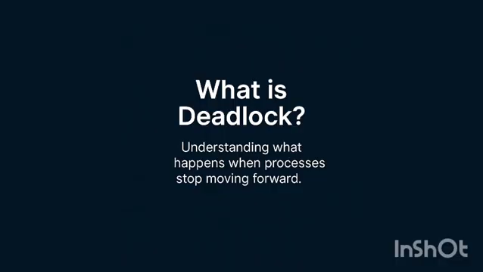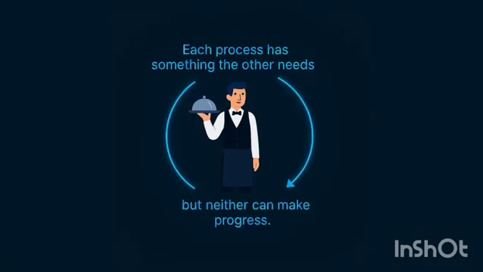In an operating system, multiple processes often compete for limited resources such as memory, CPU cycles, files, or devices. So, deadlock basically occurs when a set of processes are blocked because each process holds a resource and is waiting for another one held by a different process. In simple terms, it's a situation where every process in the system is waiting indefinitely and no further execution can take place. Deadlocks are one of the most critical issues in process synchronization as they can completely halt system performance. Let's visualize this with a real world analogy.